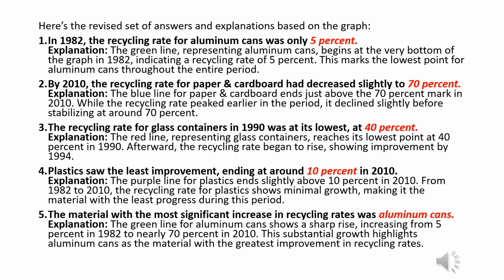Explanation: the green line for aluminum cans shows a sharp rise, increasing from 5% in 1982 to nearly 70% in 2010. This substantial growth highlights aluminum cans as the material with the greatest improvement in recycling rates. These explanations now correctly reflect the trends shown in the graph.